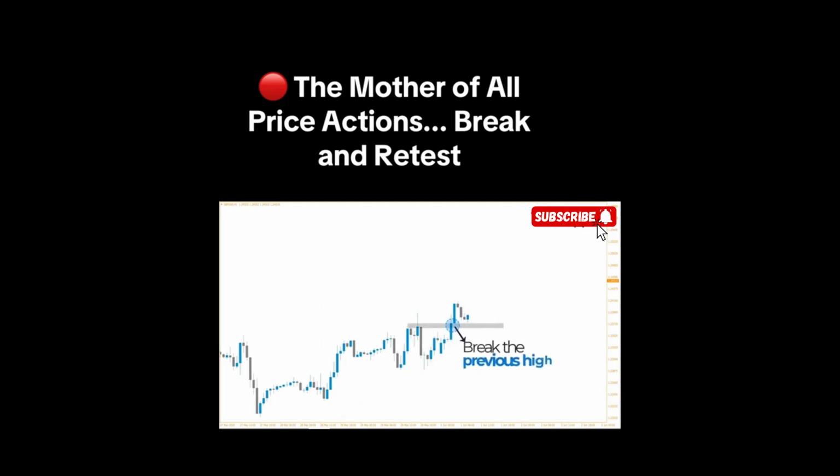Once it breaks that high, we want the market to pull back to this level, showing us strong bearish pressure. After that, we look for some indecision candles, and then we wait for that bullish candle to confirm the continuation of the trend. Boom! That's where we get in. Let's keep this train rolling.